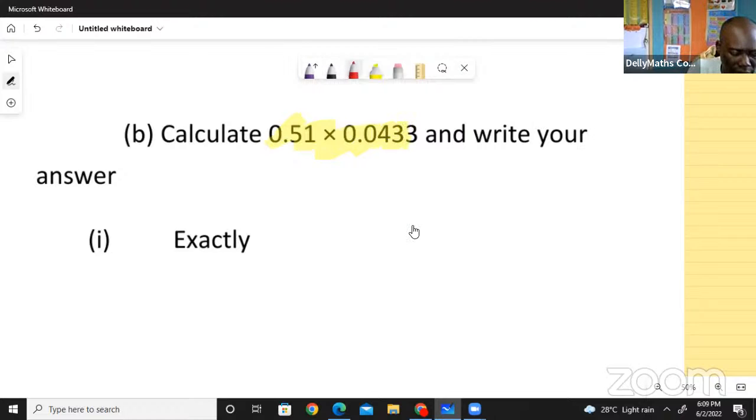This is one of those easy ones where you get your answer by proving that you can use a calculator. Believe it or not, some people can't use a calculator. So if you can use it, then good for you. You put 0.51 times 0.0433 on your calculator, press the equal sign, and then you're supposed to write down everything that you see.